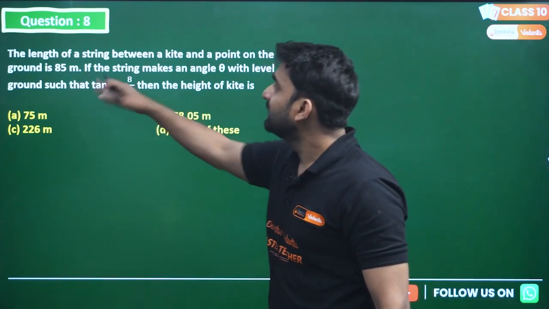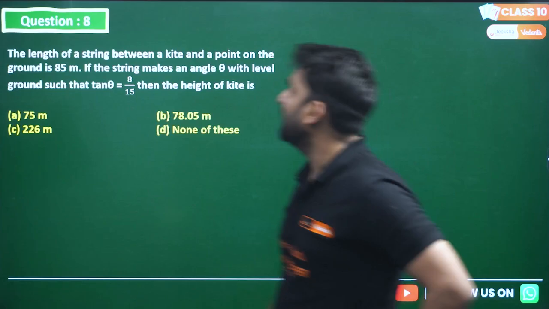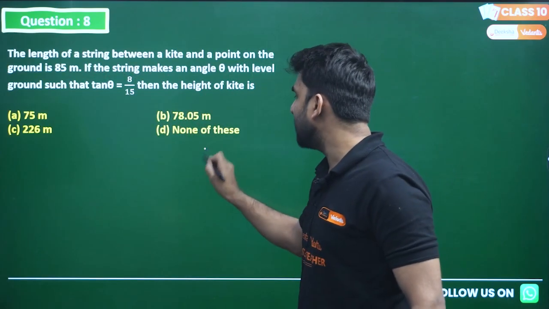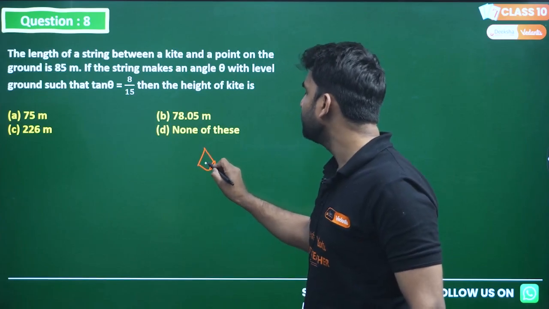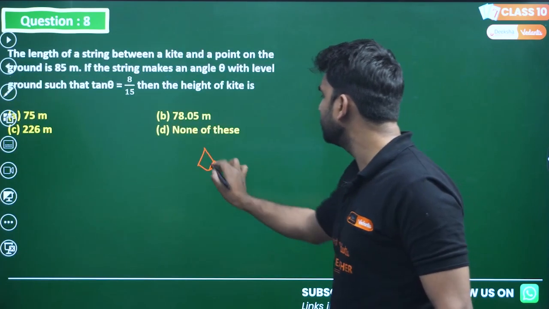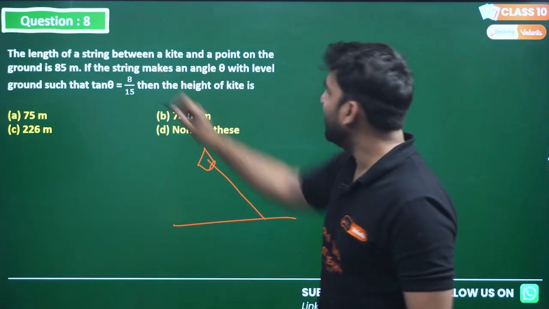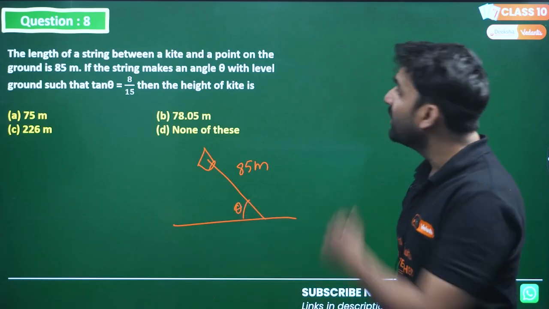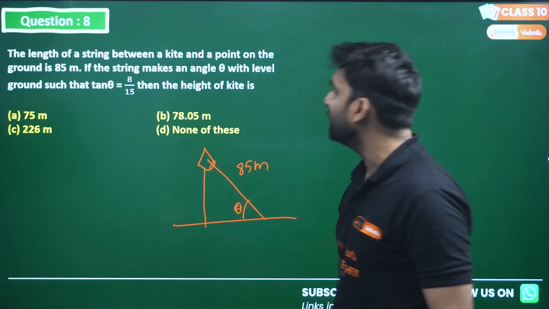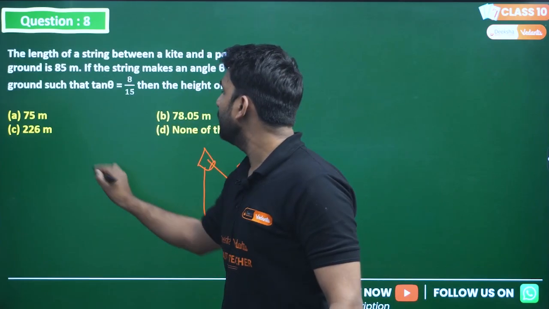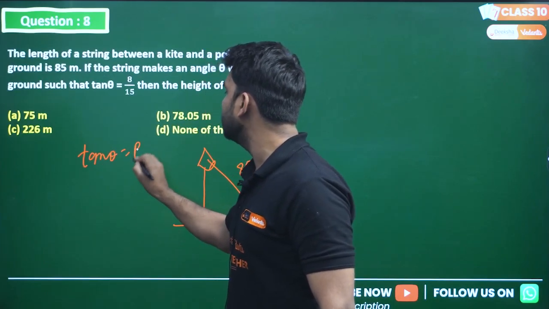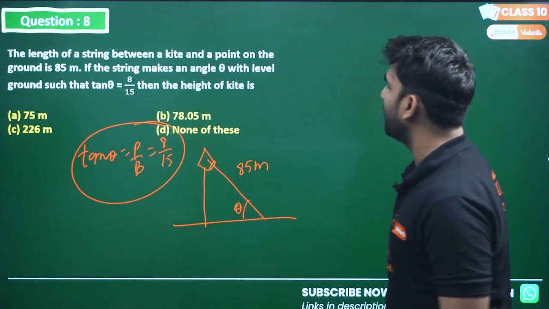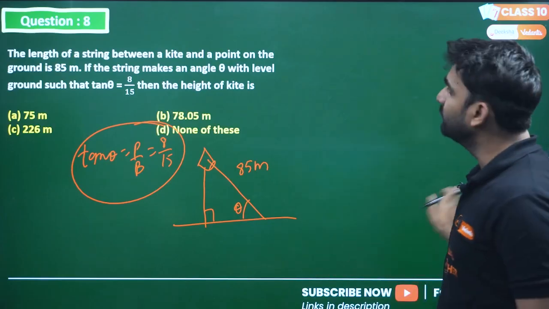Next question, 58. The length of a string between a kite and a point on the ground is 85 meter. Okay, let's say this is the kite, and the length of the string from the ground is given to you as 85 meter. Right. If the string makes an angle theta with the level ground such that tan theta is given to you, and you all know, my dear, tan theta is perpendicular by base. So you can consider the perpendicular and this base. By using this concept, you can find it, and there is a right angle triangle. So go and use this formula.